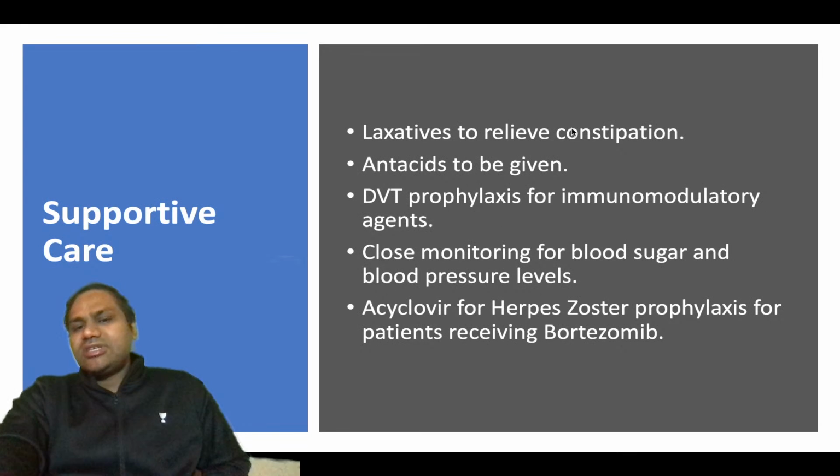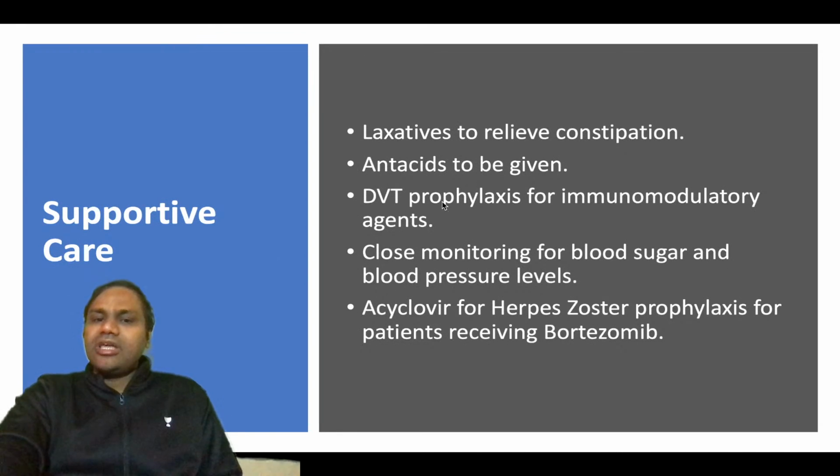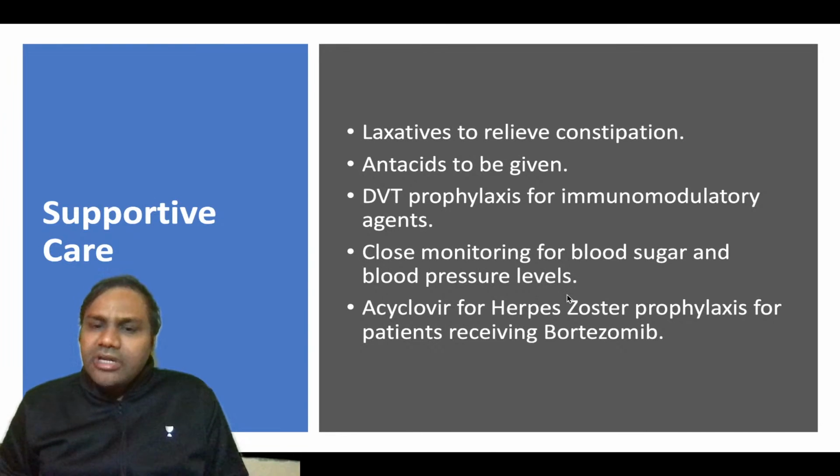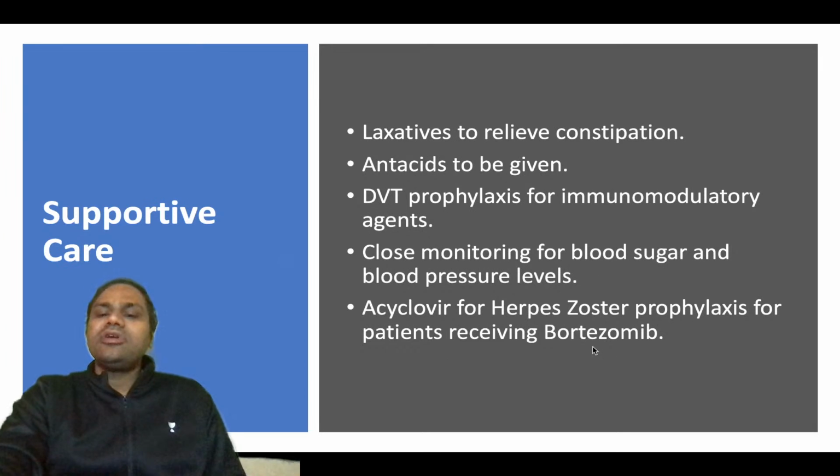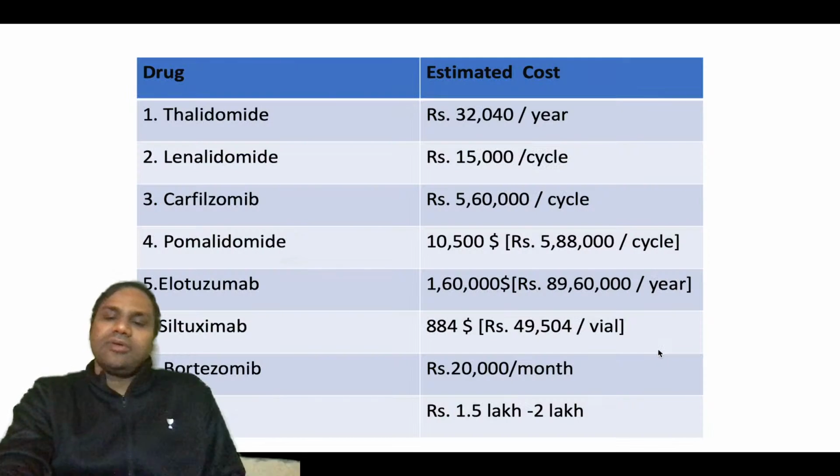Then for constipation, you give laxatives, and antacids can be given. You can give DVT prophylaxis for immunomodulator agents. Close monitoring of blood sugar and blood pressure needs to be done, and acyclovir for herpes zoster. Remember herpes zoster: when you give bortezomib, there are chances of reinfection with herpes zoster. So you need to give acyclovir as prophylaxis for herpes zoster when you are giving bortezomib. Okay, very high yield thing.